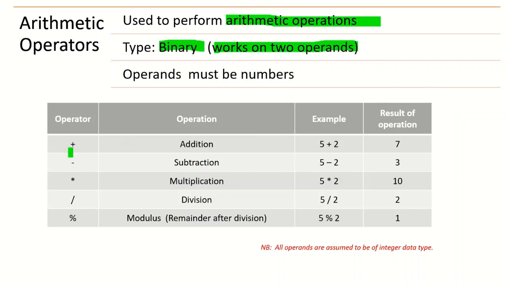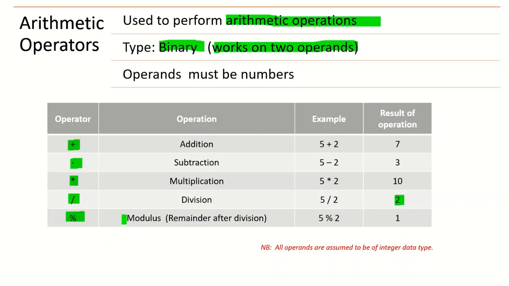These are the operators: plus for addition, example is 5 plus 2 equal to 7, minus for subtraction, example 5 minus 2 equal to 3, star for multiplication, 5 star 2 equal to 10, slash for division, 5 by 2 equal to 2. All these are integers. I am assuming it as integers, that's why the result is 2. If it is floating point, we will get the result as 2.5.